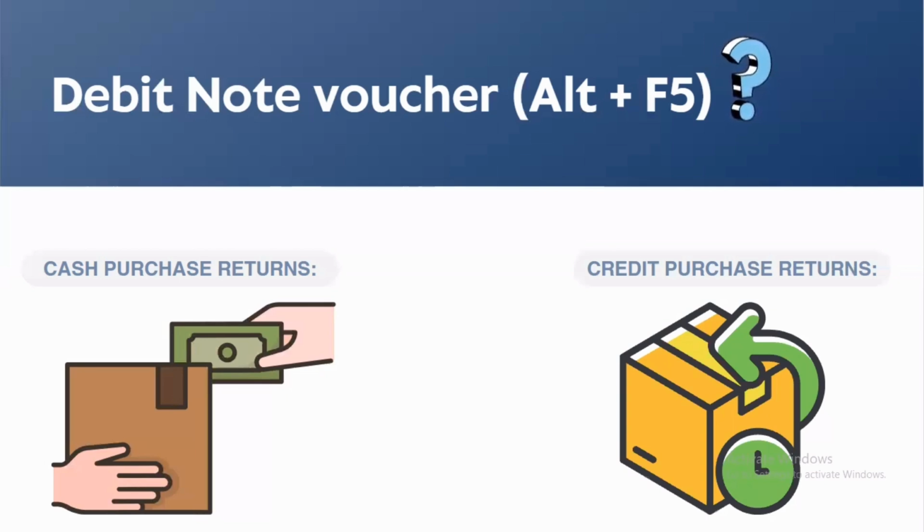And the entry for credit purchase returns is supplier account debit to purchase returns account. Here supplier or creditor comes under personal account as he is in the position of receiving. That's why we are debiting the supplier or creditor account and crediting the purchase returns account, as purchase return is also a nominal account. And these are the two types of vouchers that come under debit note voucher.